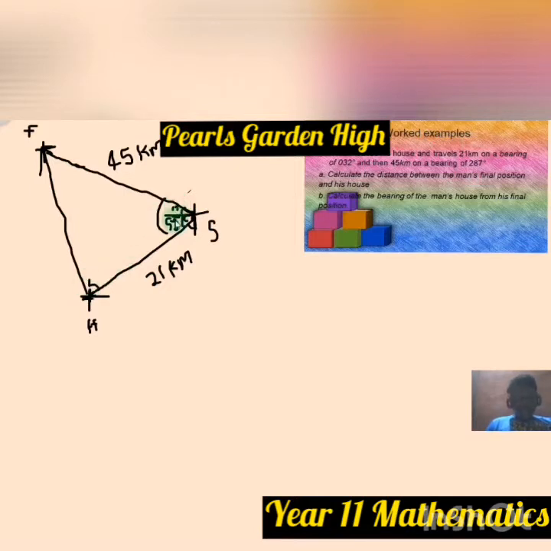But if you add 17 plus 58, which is the complement of 32 here, we have a total of 75 degrees. That's the angle we have here. So the triangle we have here has two sides and an included angle.